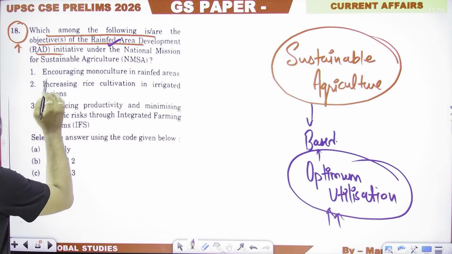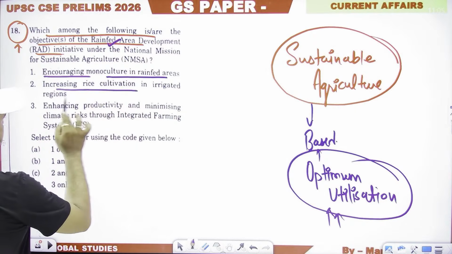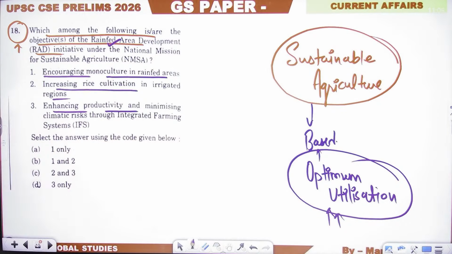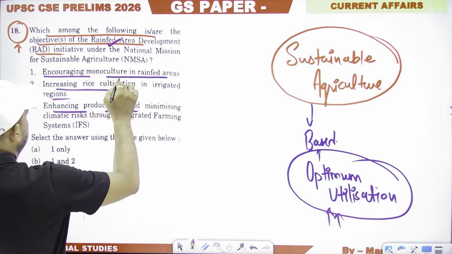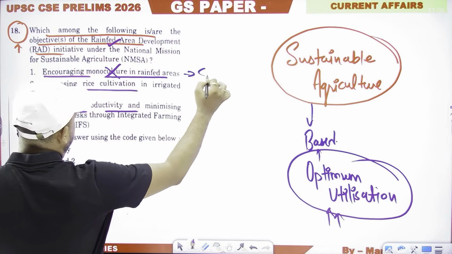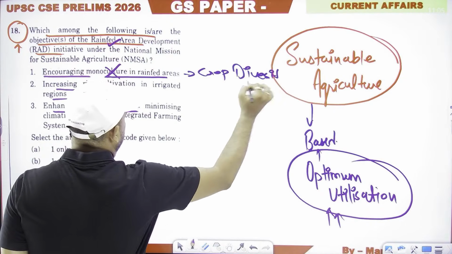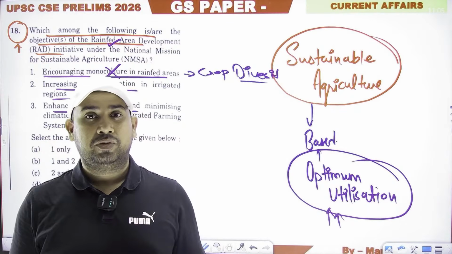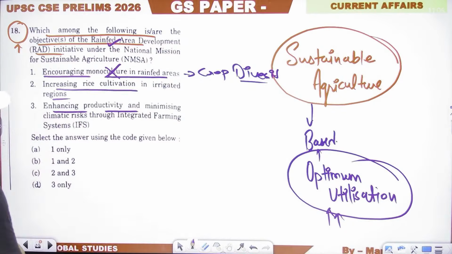First statement is saying that encouraging monoculture in rain-fed areas. Second is saying increasing rice cultivation in irrigated region, and the third statement is saying enhancing productivity and minimizing climatic risk through integrated farming systems. So first, the rain-fed area development initiative encourages multiculture, crop diversification, not monoculture. Whenever there is monoculture, soil quality is sometimes degraded, as well as groundwater. So they never promote any kind of monoculture in rain-fed areas.